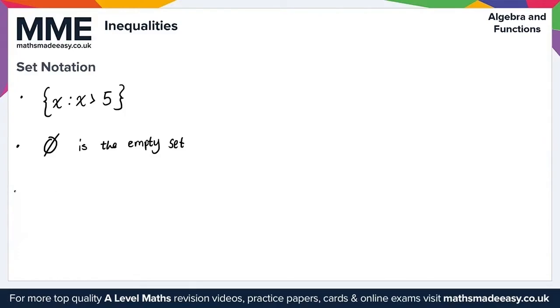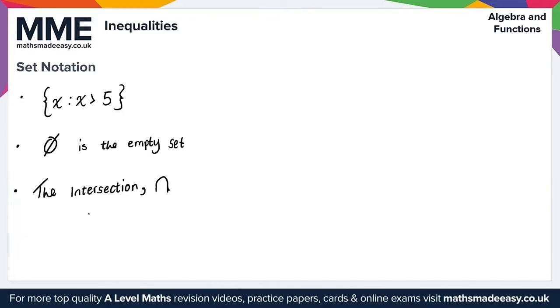The intersection, which you will already come across when studying Venn diagrams, is denoted using a funny looking N here. Okay, so the symbol for this is an N like that. And this tells us two sets contain only the elements present in both sets. Okay, so the intersection of two sets contains only the elements present in both sets.